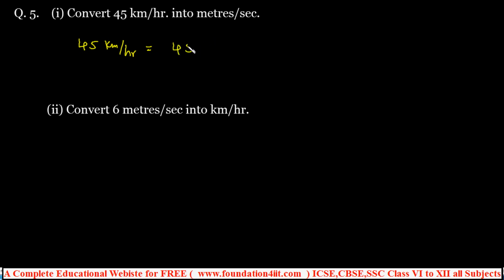To convert 45 into meters per second, I recall the formula, just multiply with 5 by 18. You can simplify this, and the answer is in meters per second. Okay, 45 into 5 by 18. You can cancel 9 2s, so 9 5s. 5 into 5 is 25 by 2, 12.5. This is meters per second. In 1 second it will travel 12.5 meters. Same, in 1 hour it travels 45 kilometers means in 1 second it travels 12.5 meters.